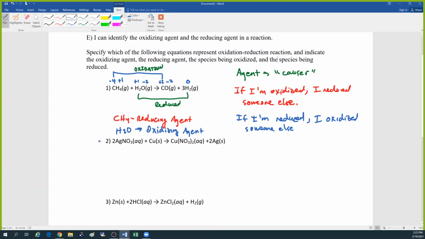You guys want to try number 2 all the way through, and then let's see if we agree on what's what, and we'll see what we say.